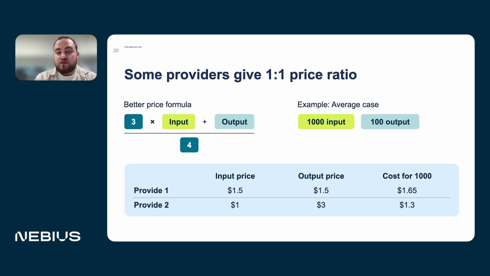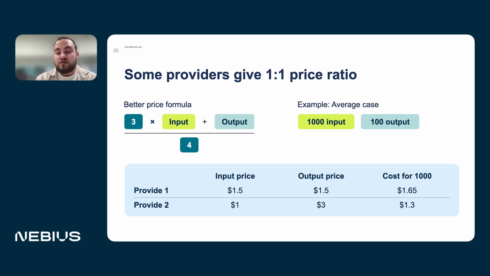But I would say what we are experiencing with our product is that the most popular case is more like 10 to 1. So for example, let's look at an average case: you're feeding 1,000 tokens and getting 100 output tokens. In this case, we have two providers. One provides the same price for both, and it seems to be slightly less, like $1.5. The second provider provides $1 per input and $3 per output.